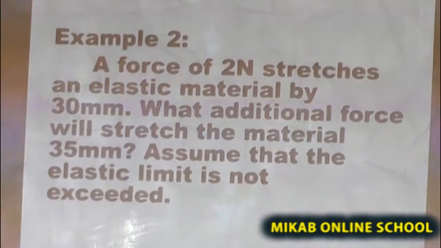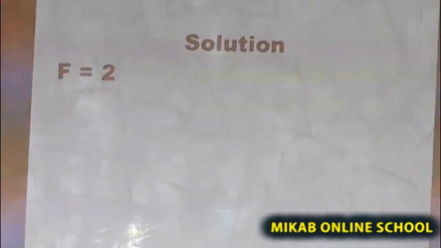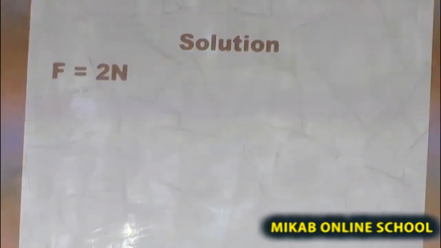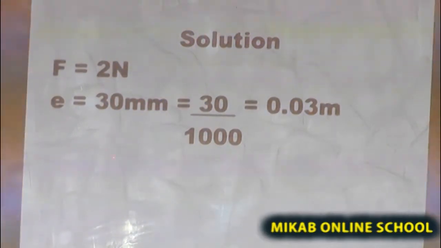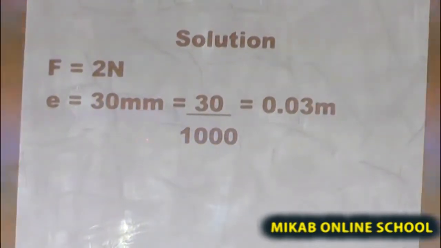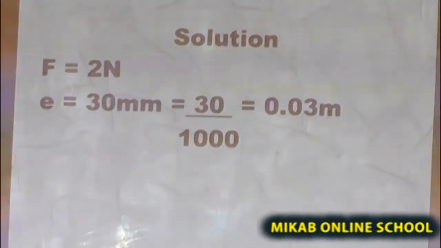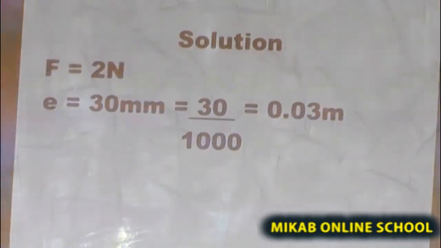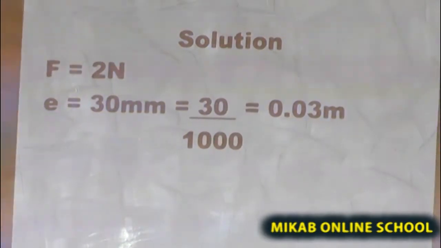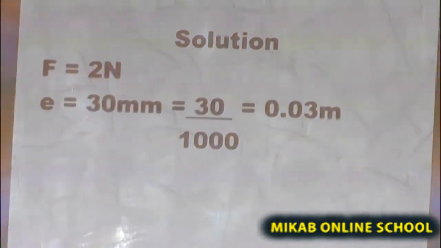Now let's go to the solution to this question. We bring out the data we have in that question. The first data is force, F equal to 2 Newton. Then we have extension. This extension is the first extension given to us in the question, which is 30 millimeter. You need to convert it to meter again. When converting from millimeter to meter, you divide by 1000.